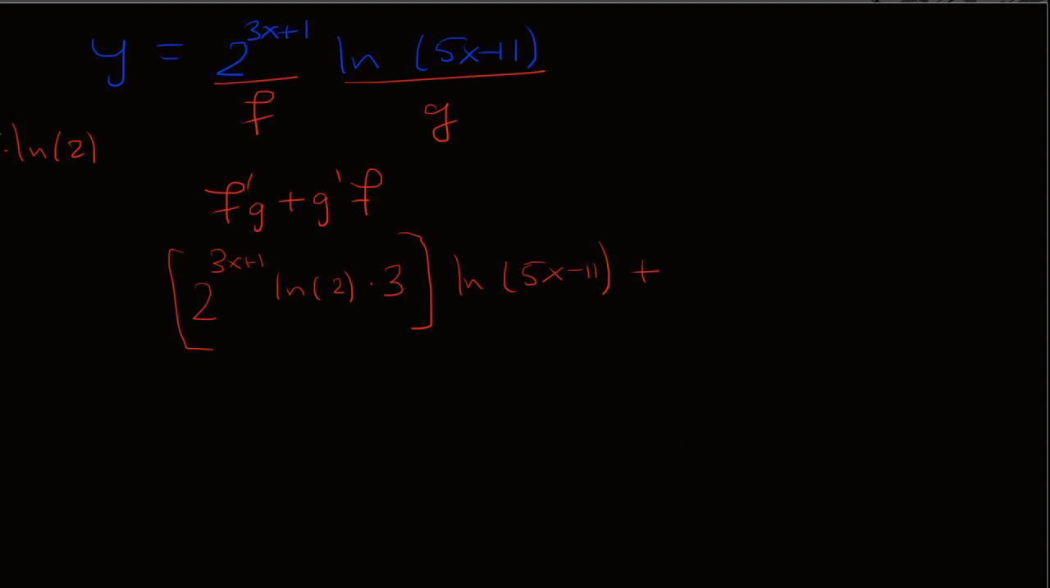So whenever you take the natural log, the derivative of natural log is 1 over whatever's inside the parentheses times the derivative of the inside. Okay, so that's going to be g prime, and then f will just be 2 to the power 3x plus 1.